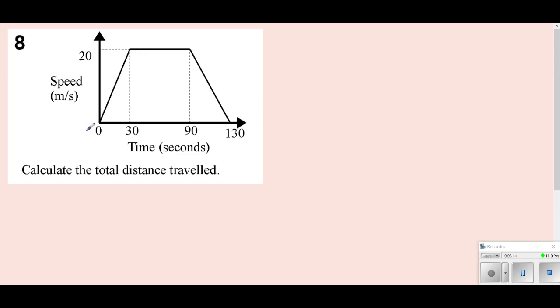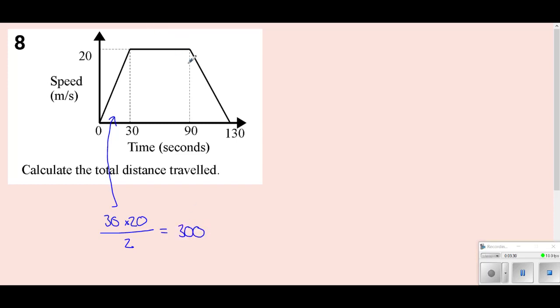The first section is a triangle. The base is 30. The height is 20. So it'd be 30 times 20 divided by 2. 30 times 20 is 600. 600 divided by 2 is 300.